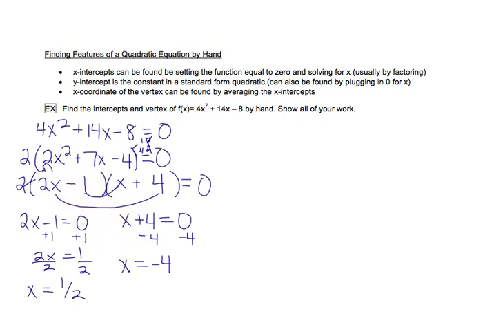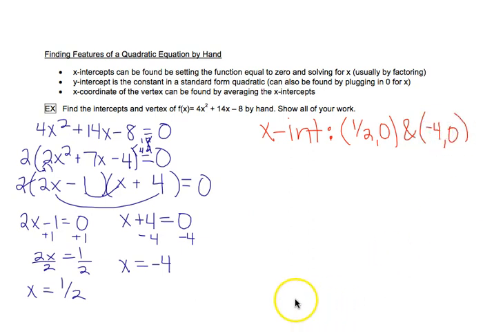Remember that solutions are not the exact same as the x-intercepts. X-intercepts are, the solutions are the x-coordinates. So don't forget to write these as ordered pairs. If x equals 1/2, that means (1/2, 0) is an x-intercept. If x equals -4, that means (-4, 0) is an x-intercept. So I have found my x-intercepts.